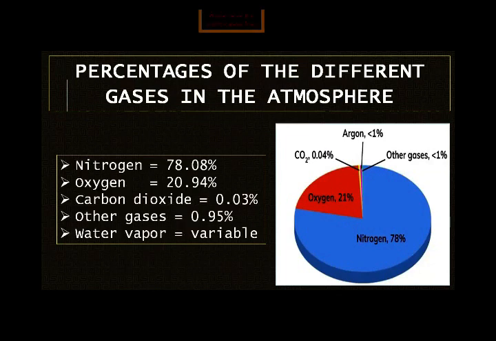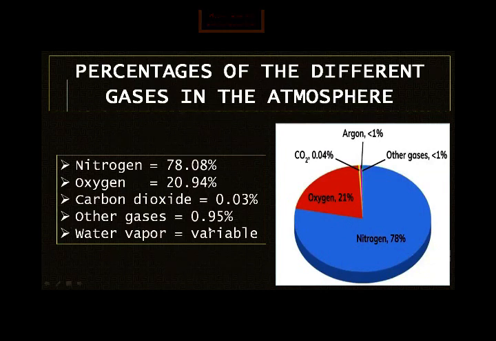This is a chart to show you clearly the percentage present in the atmosphere. The nitrogen present in the atmosphere, I repeat that, is 78.08%. Oxygen is present at 20.94%.